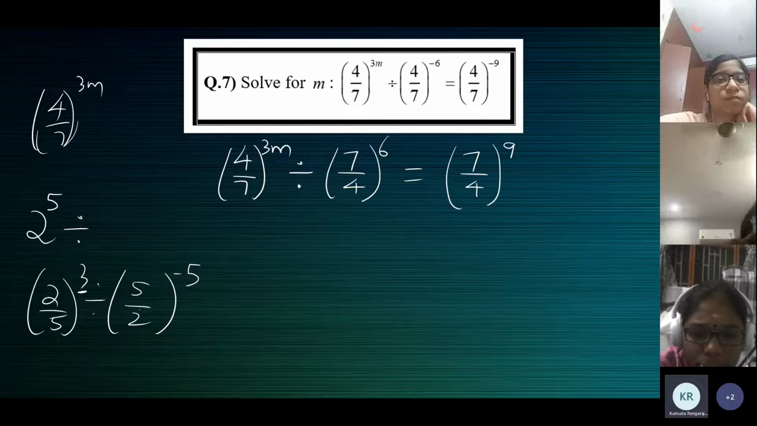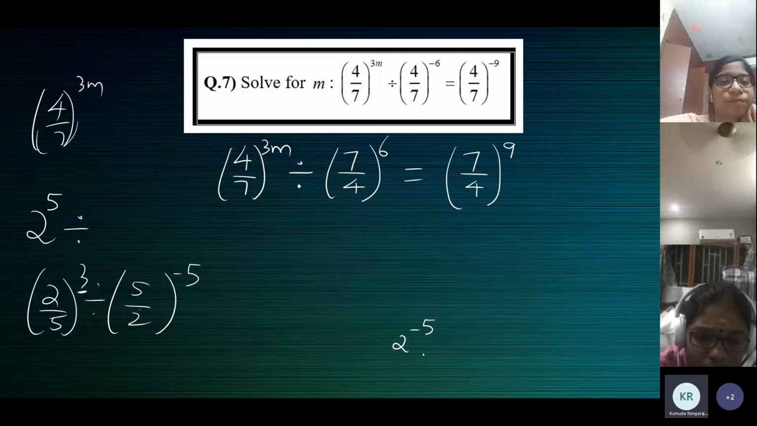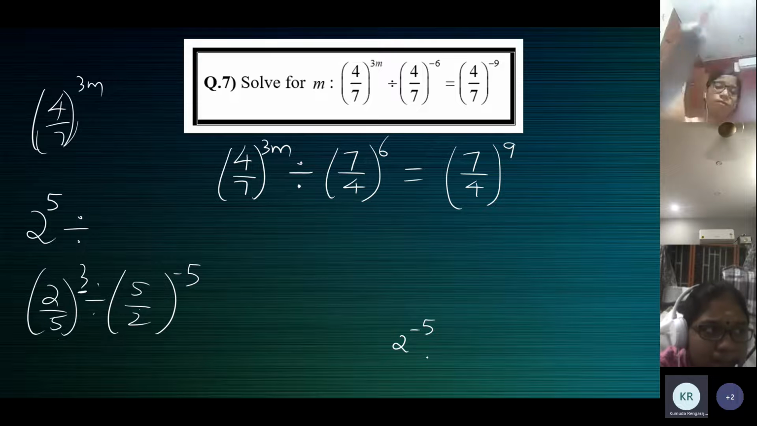When is it important, or when should you really make a negative power positive? When you are at the end of the answer, so you've done many steps and you're at the end of the answer and you have 2 to the power minus 5. Here is where you make it positive, because you cannot calculate the value of 2 to the power minus 5.